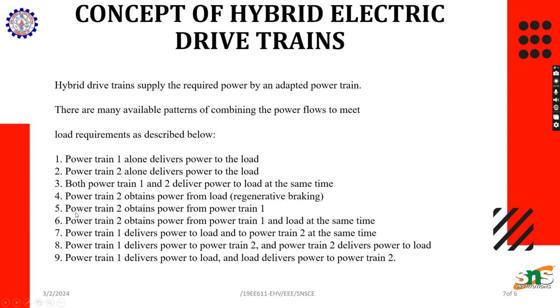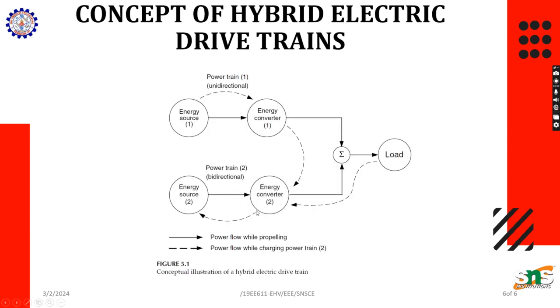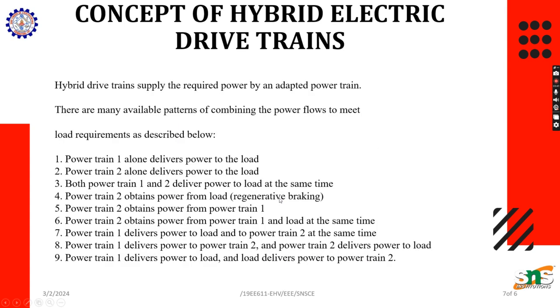Next, point number 5 is powertrain 2 obtains power from powertrain 1. This is also possible: when energy source 1 has a sufficient amount of energy, it can be supplied to energy source 2. So this dotted line is also possible. Either due to regenerative braking, or through converter 1, from energy source 1 we can supply the energy to energy source 2. This is point number 5.